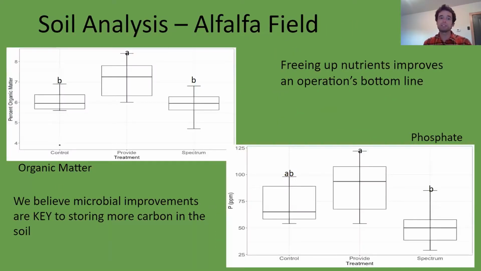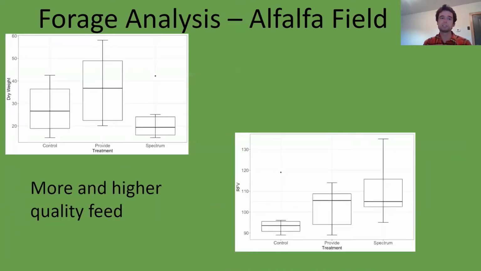What we found after 2 years was the soil organic matter, your carbon, went up on the diverse treatments with Provide. And then we also saw more nutrients being available. We did chemistry testing as well on these fields. So there's more natural nutrient cycling on the biologically treated sections. And this resulted in more and higher quality feed. We had increased dry weight on the Provide fields, and we also had higher relative feed value on both biological sides.